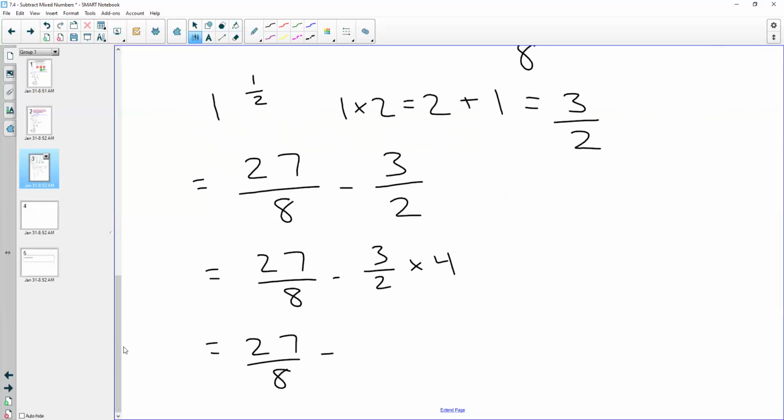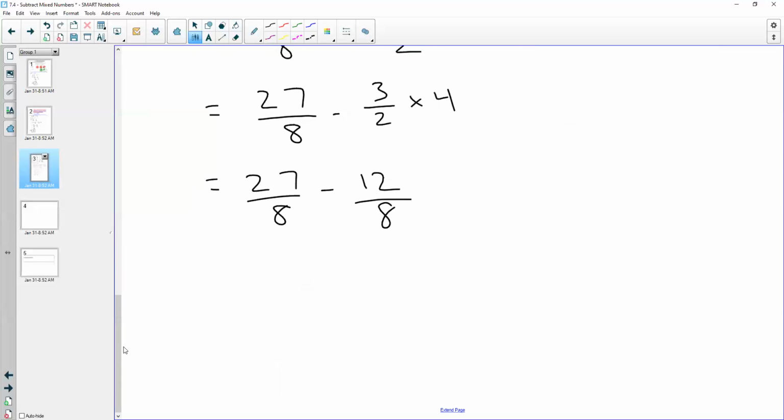So for 3 over 2 times 4, I'll multiply the numerator, so 3 times 4 is equal to 12. 2 times 4 is equal to 8. Now we have a common denominator. Now we can just subtract the numerators. So 27 minus 12 is equal to 15 over 8.